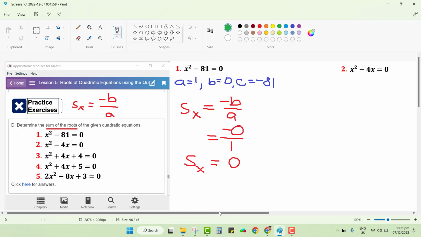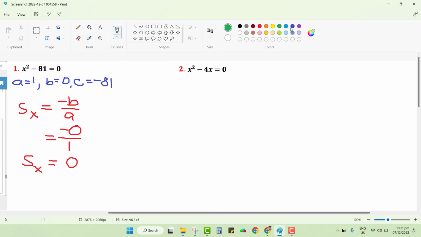Let's proceed to number 2. Again, let's determine the correct a and b and c coefficients. A here is 1. B, on the other hand, is now identified as negative 4. Unlike in number 1, where 81 doesn't have any literal coefficient, here 4, or specifically negative 4, is the numerical coefficient of the middle term with x, and hence it's b. If we are to continue, c is actually 0.